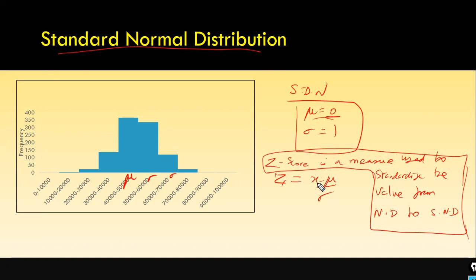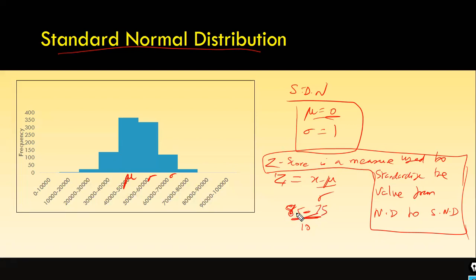For example, in a class of students, they took a math test, and the test scores follow a normal distribution. Let's say the population mean is 75, and the standard deviation is 10. Let's say one specific score value is 85.